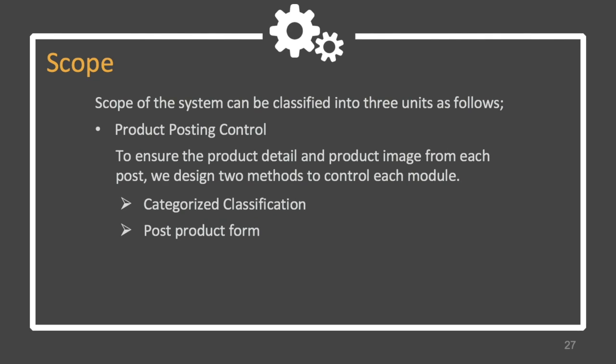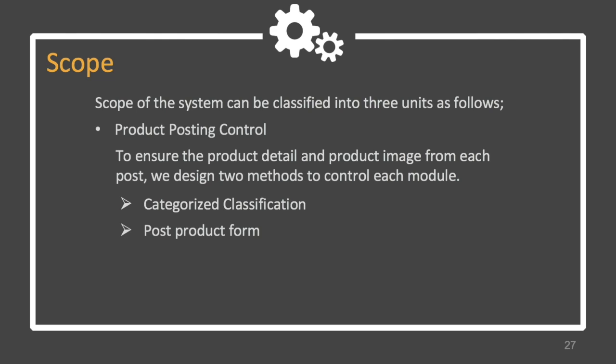The second one is product posting control. To ensure the product detail and product image of each post, we design two methods to control each post. The first one is categorized classification. We design to add product categories and subcategories to separate each type of product. And the second one is the post product form. The post product form will be applied to the system.